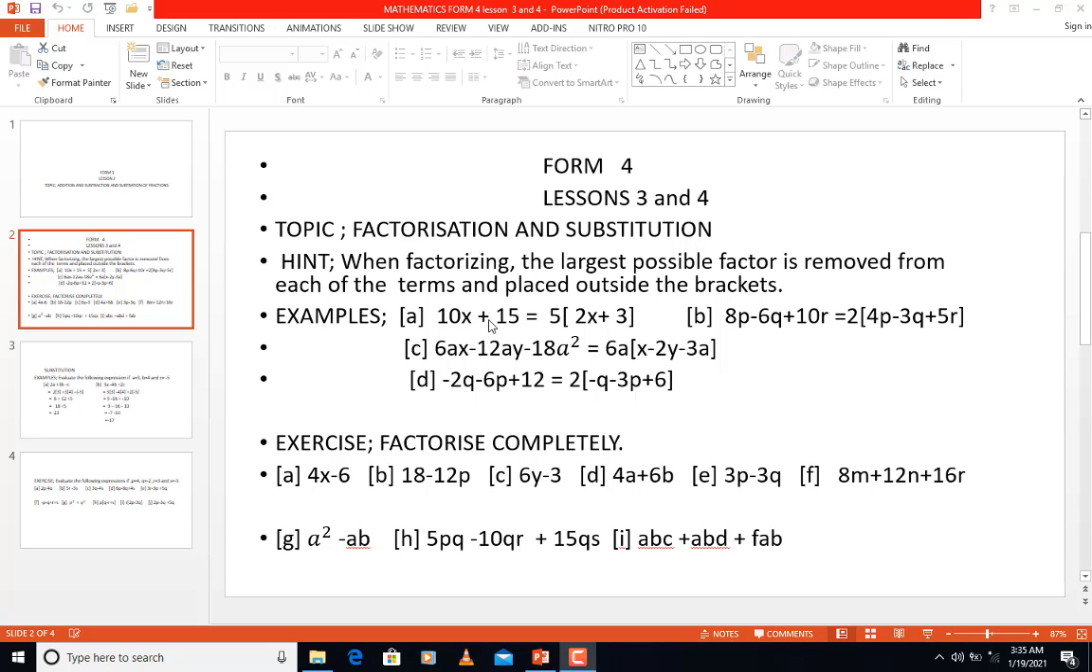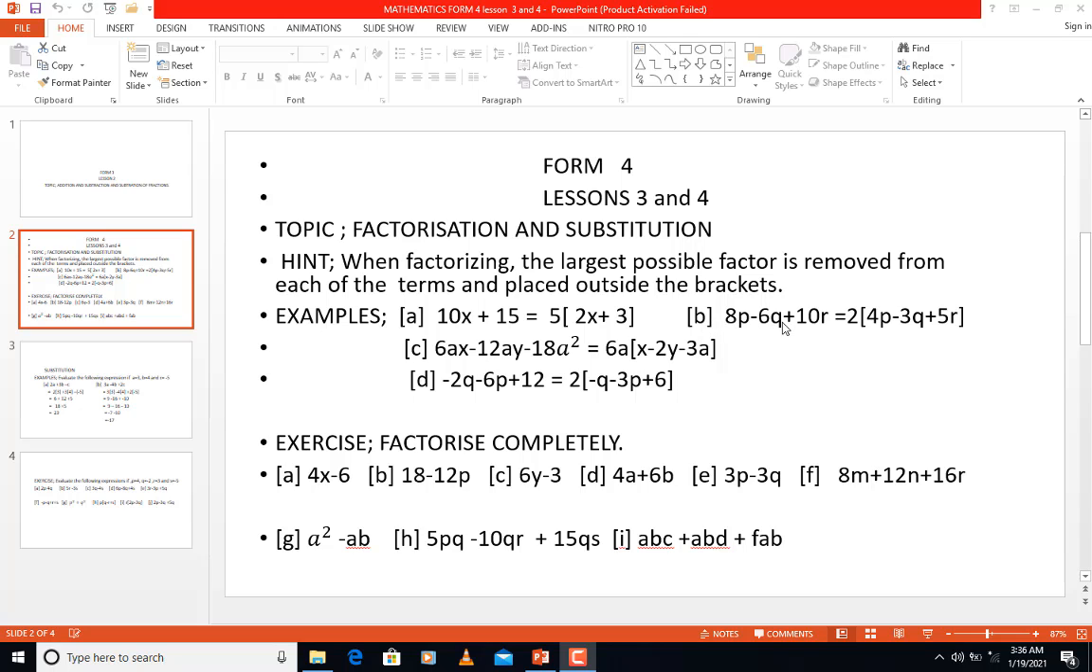10x plus 15. What is the largest factor for these two terms, 10x and 15? The largest factor is 5. So now 5, let's factor out. 5 into 10x gives us 2x. 5 into 15 gives us positive 3. So now we have finished the factorization by taking out the largest factor. Let's move on to example B.